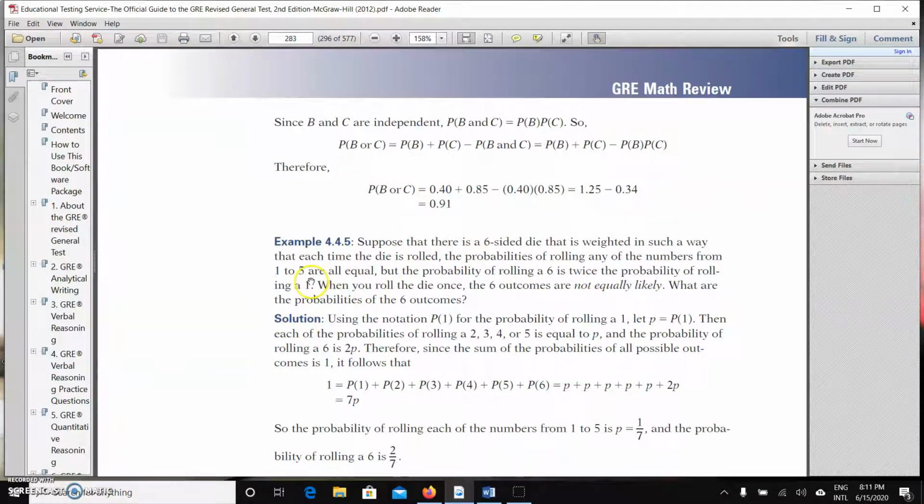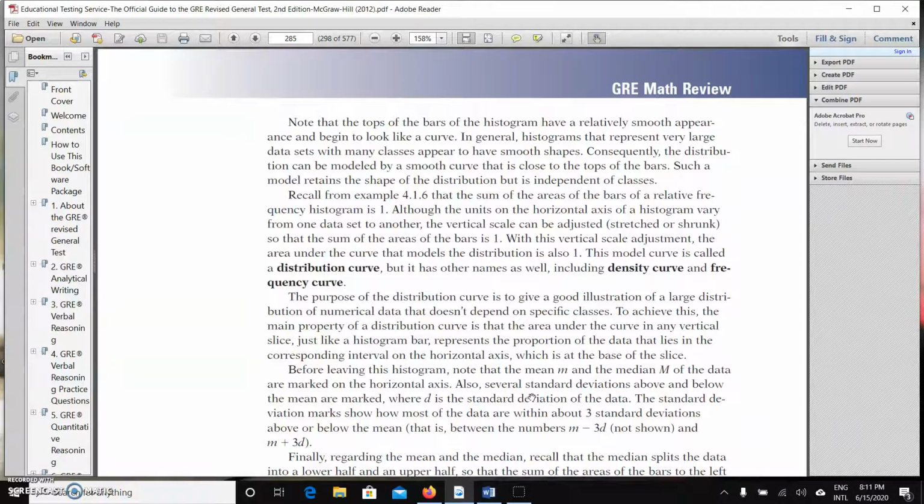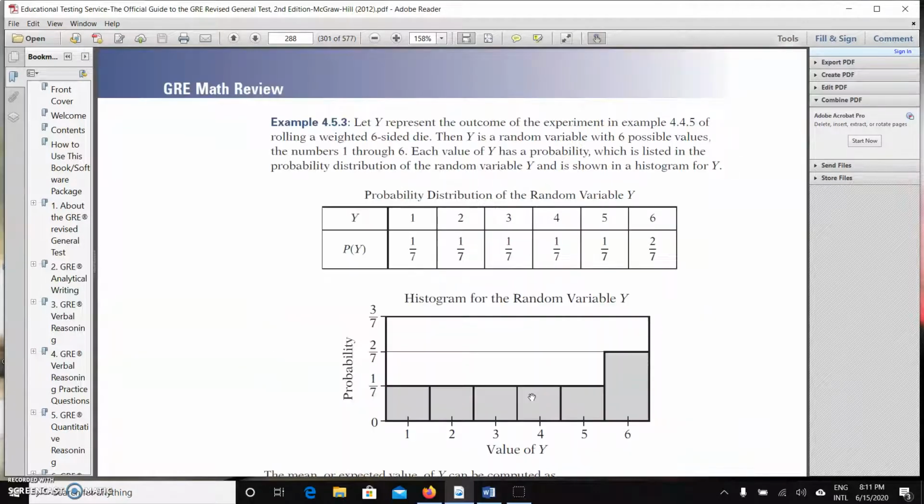So it means that it's not equally distributed. There's only one number that is different: 6 has a double chance. So when you calculate it here, you find out that the weight of this last one is going to be 2, and every other one will be 1. So let's go with that mindset. Let's go back to the question.